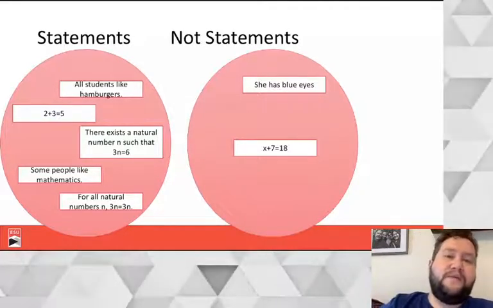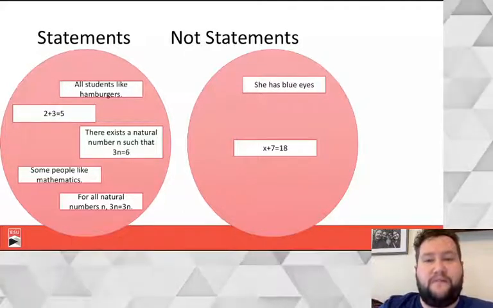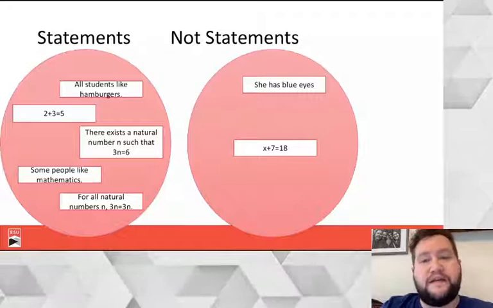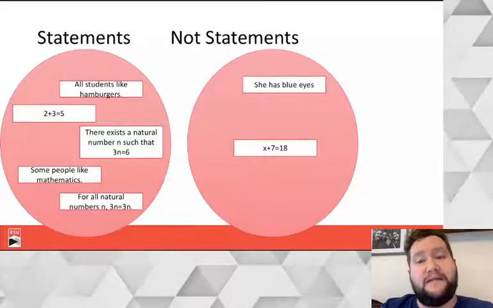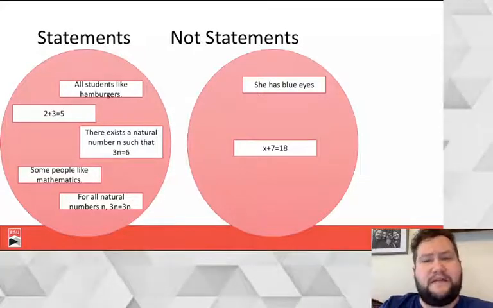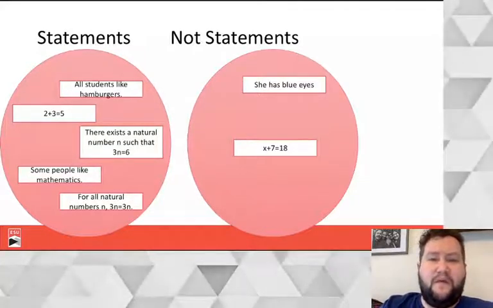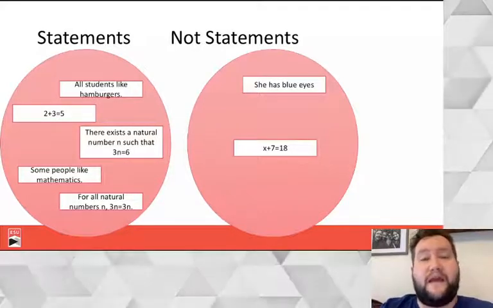Now contrast that with these ones that aren't statements. She has blue eyes. Well, who is she? We don't know who she is. It's ill-defined. It's not specific enough, so it's not a statement. Similarly, we have x plus 7 equals 18. Well, we want to be like, well, x is 11, but we haven't defined what x is.